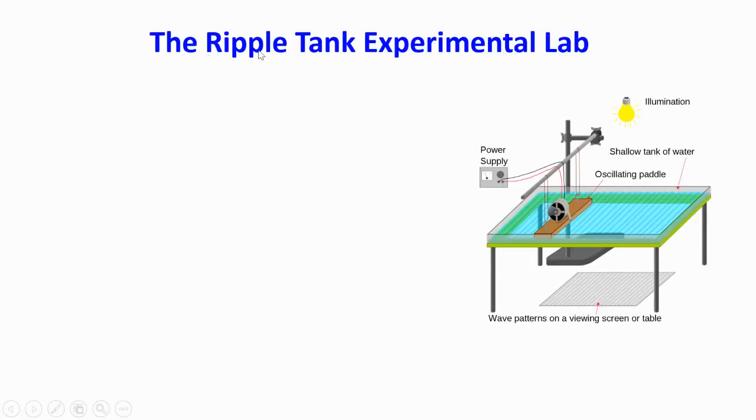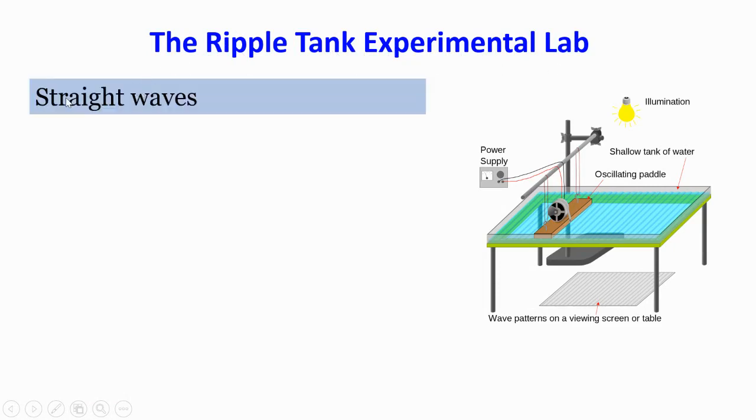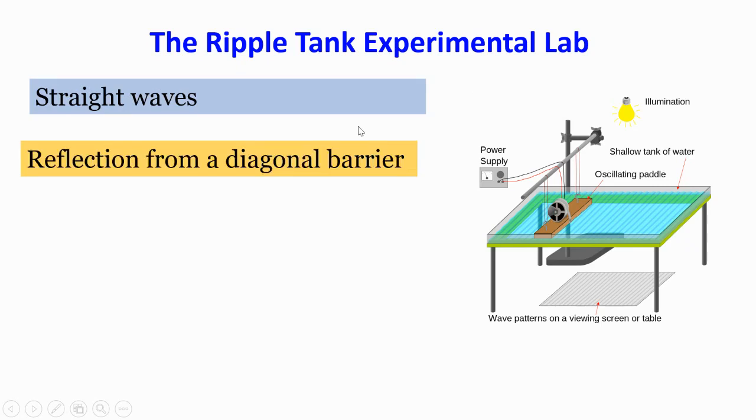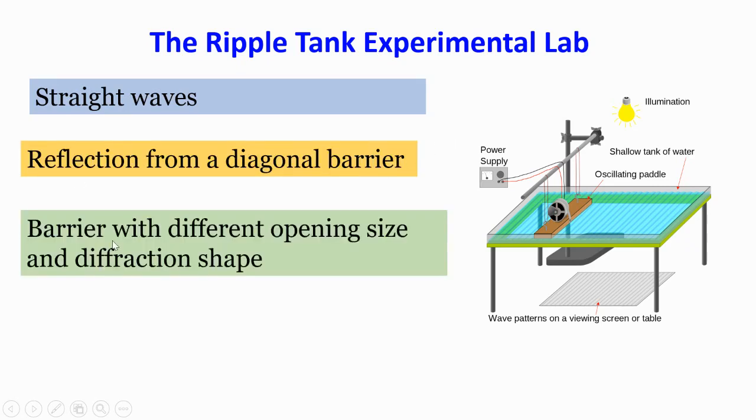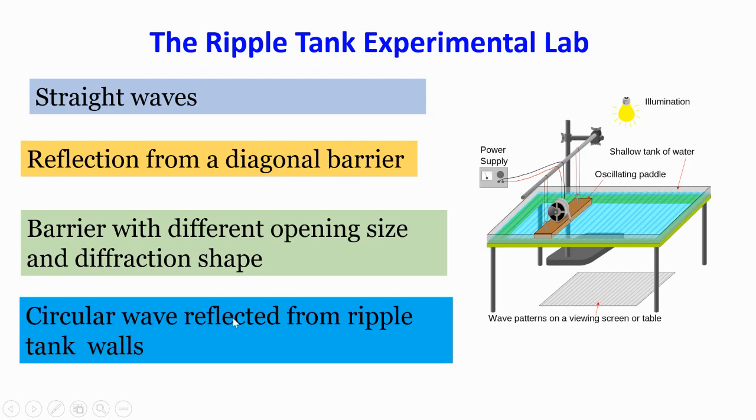Now, for the ripple tank experimental lab, we are going to observe straight waves, reflection from a diagonal barrier, diffraction with different opening sizes and shapes, and circular waves reflected from ripple tank walls. Let's look at them one by one in the next slides.